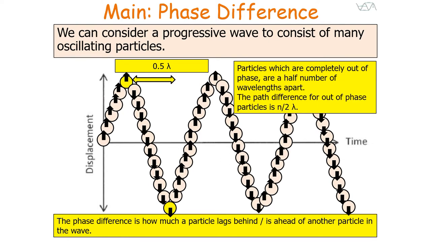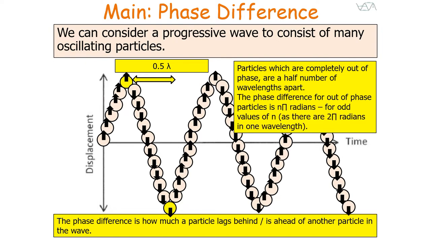So the path difference for any out of phase particle is a multiple of half wavelengths. So 1.5, 2.5, 3.5, 4.5 wavelengths, and so on. Whilst the phase difference for out of phase particles is n pi radians for odd values of n, because even multiples of pi radians will give in phase, whilst odd pi radian values will give out of phase.